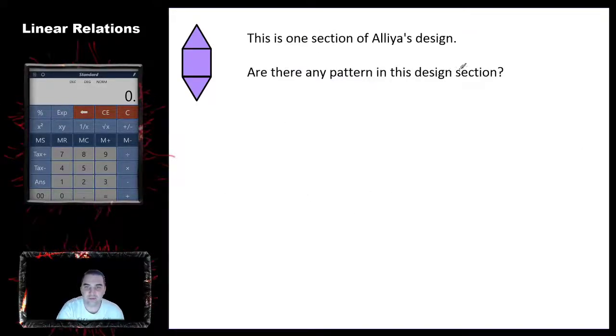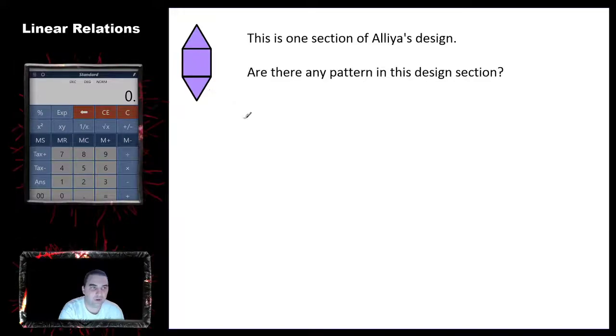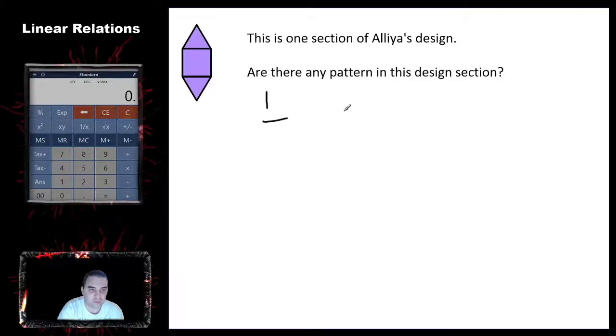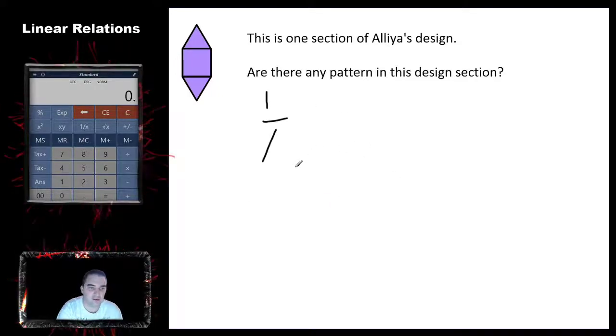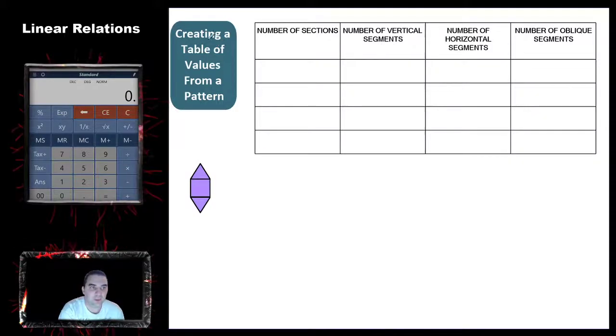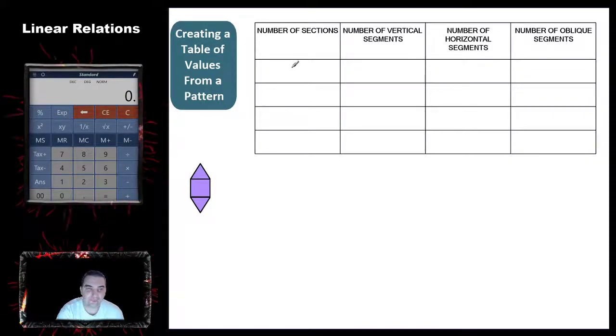Are there any patterns in this design section? Yeah, we talked about that already. We've got the triangles, 2 triangles for every 1 square. We can also talk about the vertical lines, the horizontal lines, and the slanted lines. All right, we can break it up. We're going to create a table of values really quickly from that design.